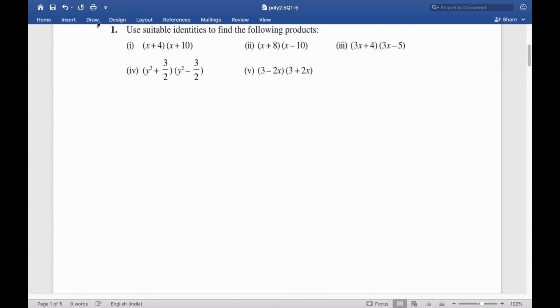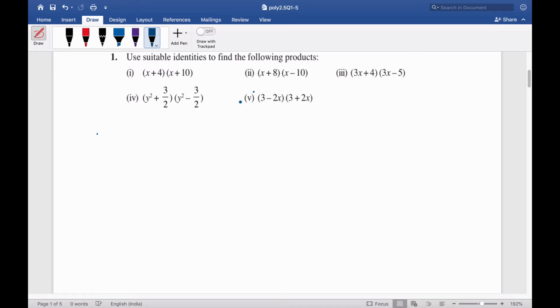So let's solve the first one. Here I have x, a, b. So I get x square plus a plus b into x plus a into b. So this will give me x square plus 14x plus 40. That's it.